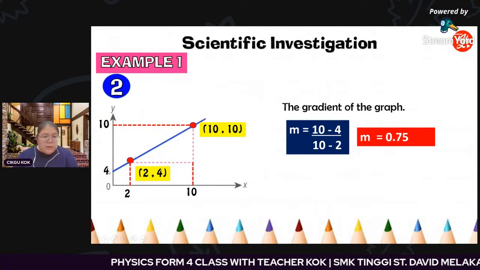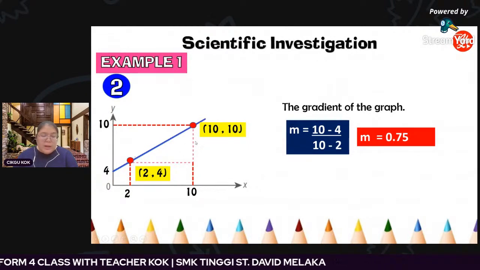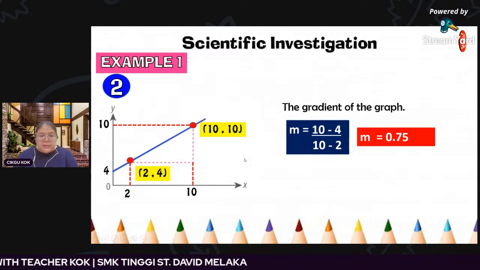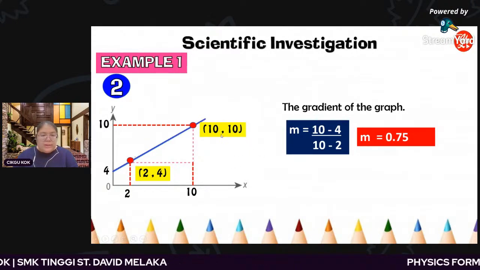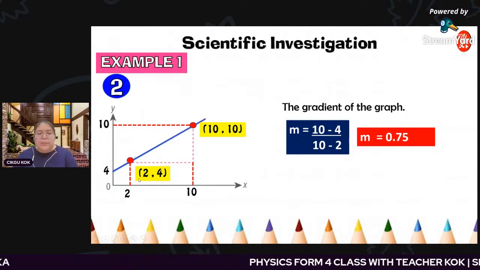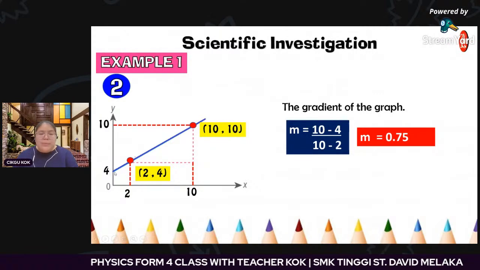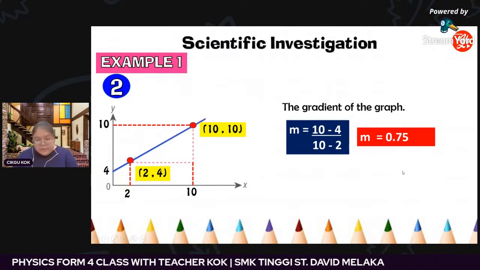If you are using the point 0.4, then 10 minus 4 is 6. After that we take 10 minus the 0, that's 10. So that means if you take this point, you get the answer 0.6.